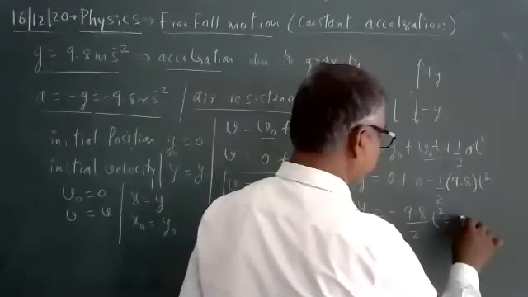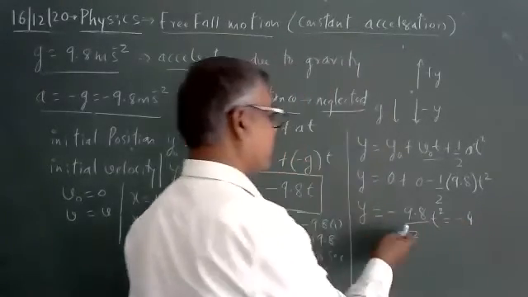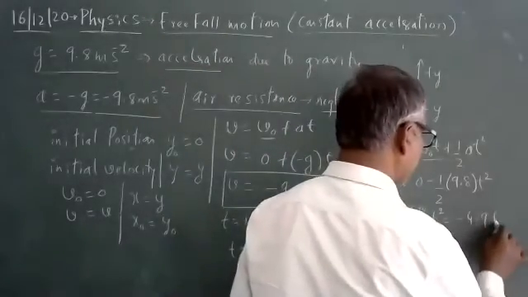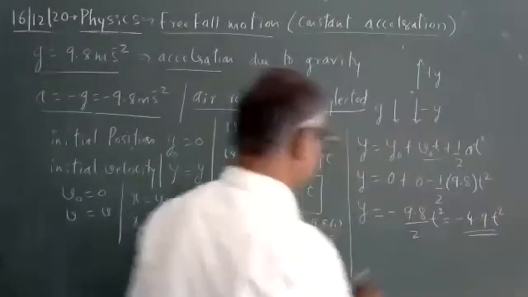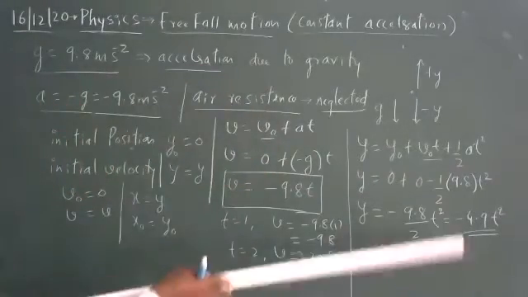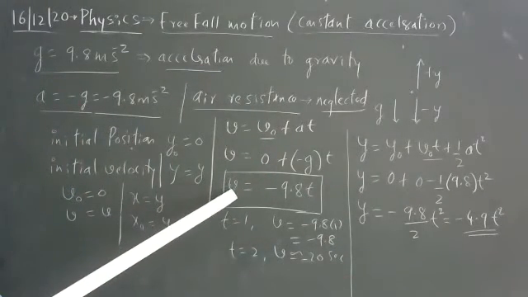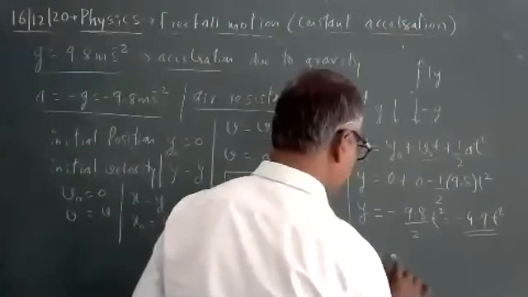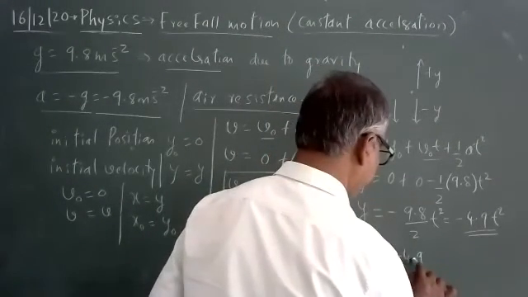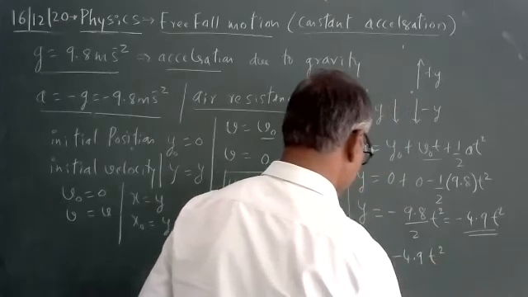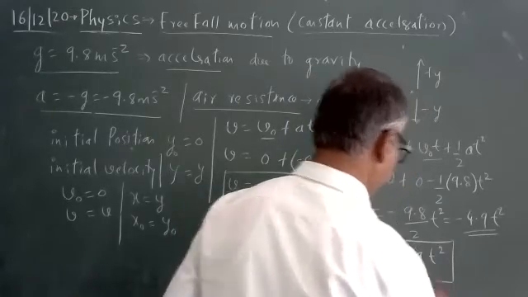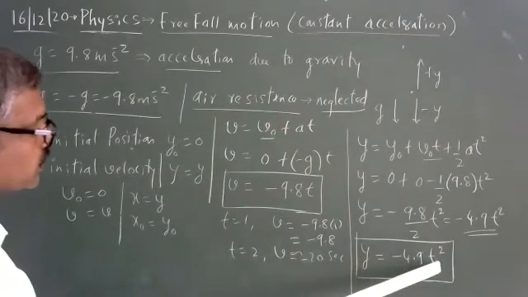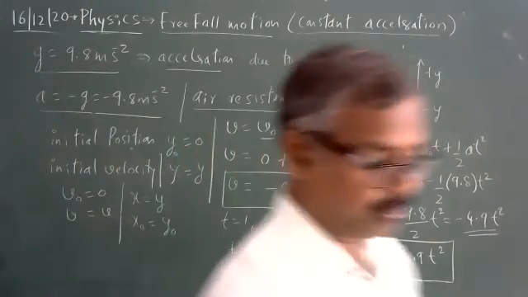This can be written as minus 4.9 t square. This is the equation. Now, if you substitute the values, the corresponding velocity equation is v equal to minus 9.8 t, and your position equation is y equal to minus 4.9 t square. This is velocity versus time, and this is position versus time. You can have a relationship.